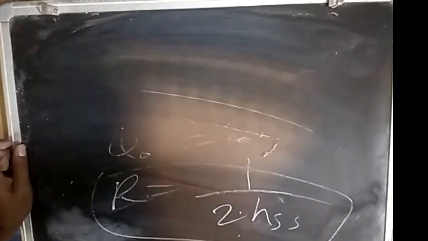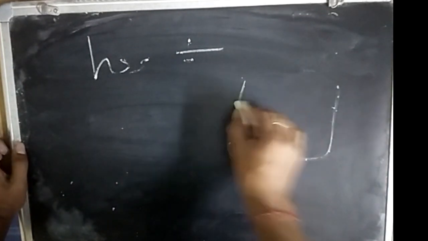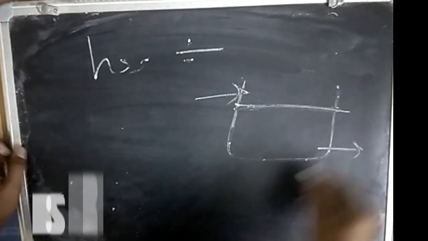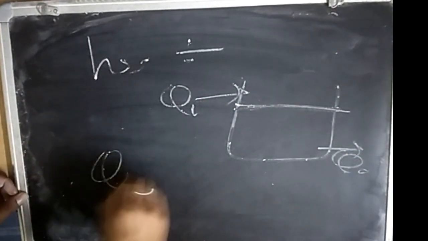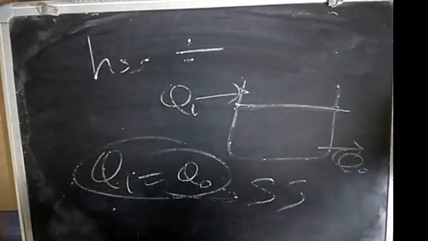And how to find this hss? Height at steady state. We can find it when it is the steady state, when this height is constant. And how will it be constant? Whatever is coming in is going out, no accumulation. That means qi and qo should be the same. This means my steady state.